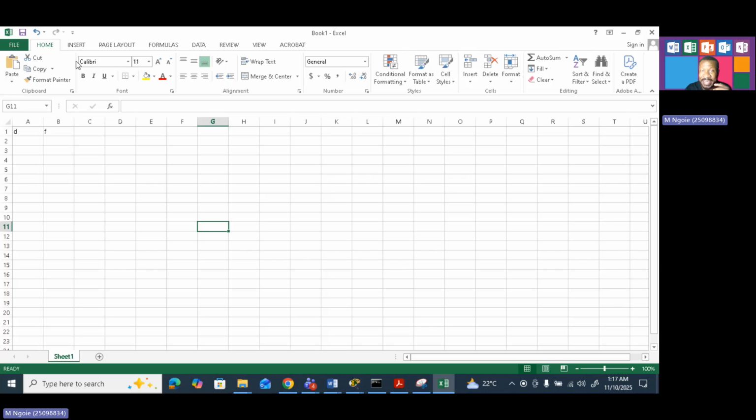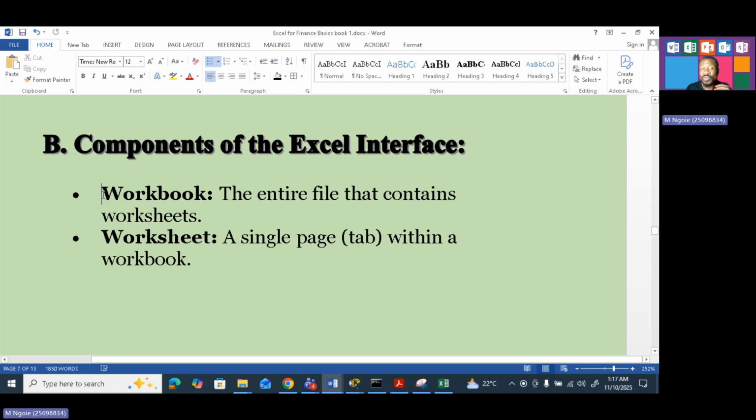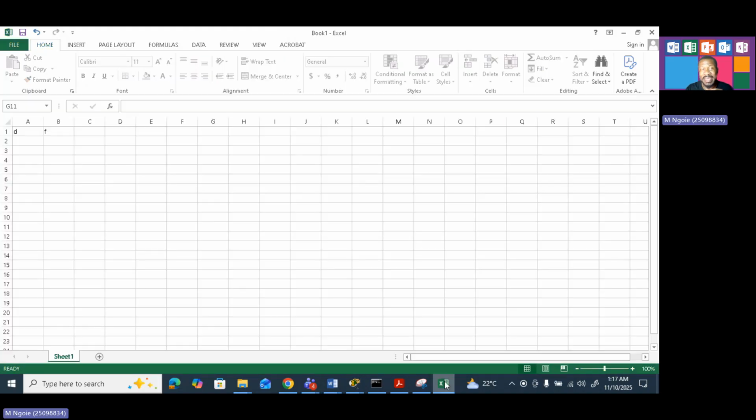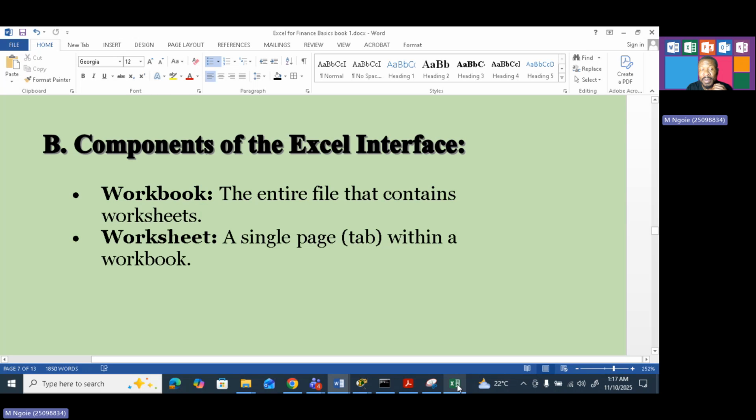By opening Excel for the first time, you need to understand that there is what we call a workbook. What is a workbook? It is the entire file that contains worksheets. This entire window, this screen, we call it a workbook. When you start Excel for the first time, you can see a workbook.